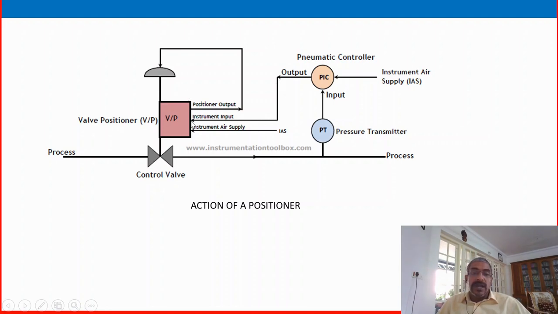So the controller output is telling it to open 50% or close 50%, whatever it is, some percentage to open or close. That signal is not sufficient to drive or push the valve to open or close. In that case, we are supplying another instrument supply, which is a higher pressure. These both signals discuss, calibrate inside, and provide a suitable output, giving instruction to the diaphragm to push the diaphragm to open or close 50%. This is the concept of the positioner.